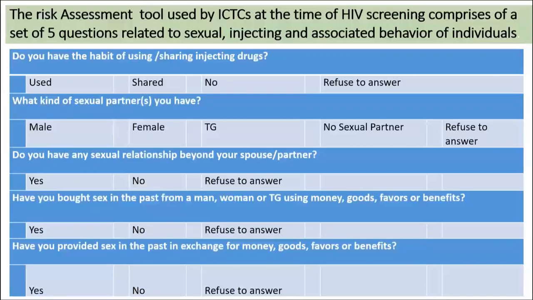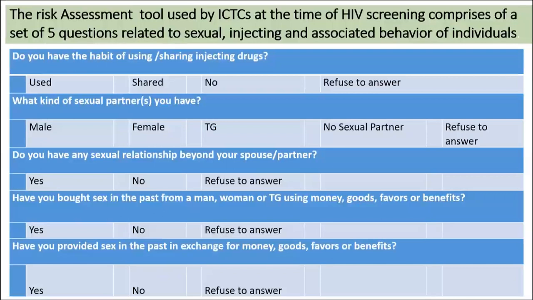Then, do you have any sexual relationship beyond your spouse and partners? Again we ask yes, no, or refuse to answer. Refuse to answer is also questionable, as it reflects how the rapport has been built by the counselor with that client. Then the fourth question we ask is, have you bought sex in the past from a man, woman, or TG using money, goods, favor, or benefits?